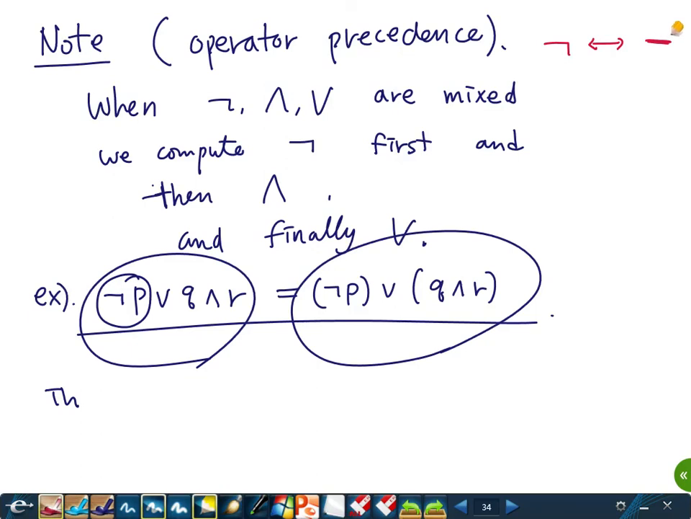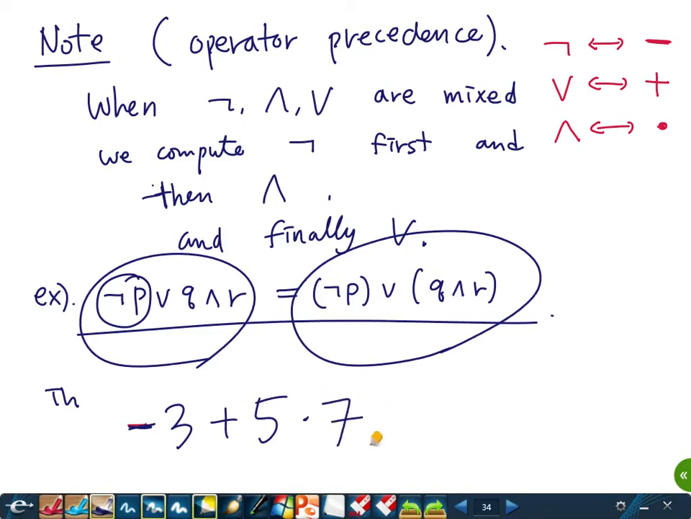In usual arithmetic, you can think of the negation as a minus, and this as plus, this as multiplication. So we have this kind of order of precedence for arithmetic, right? When we have like minus 3 plus 5 times 7, you consider 5 times 7 as a single thing. That means you multiply this first, and then you add. So it is a similar thing.